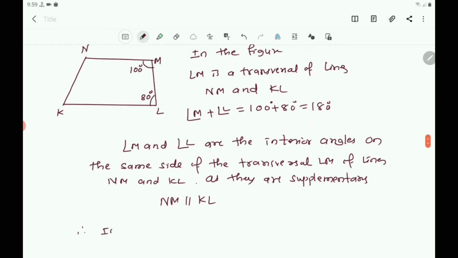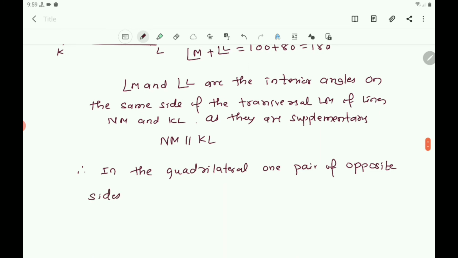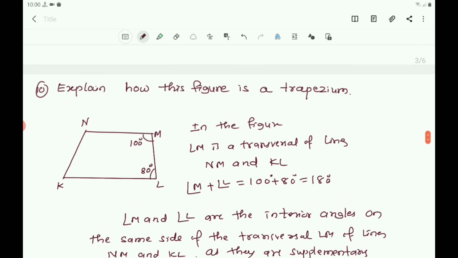Therefore, in the quadrilateral, one pair of opposite sides are parallel. So it is a trapezium. Got that? You proved that it is a trapezium.